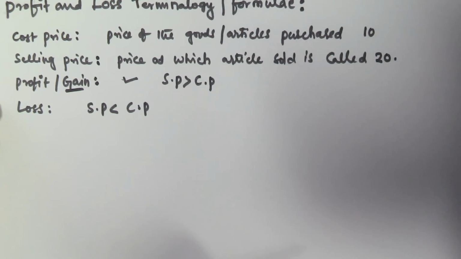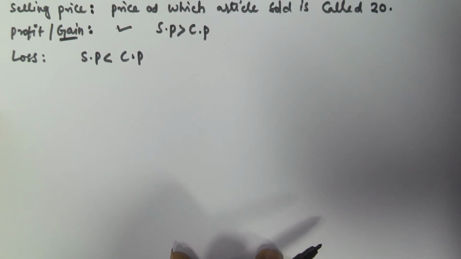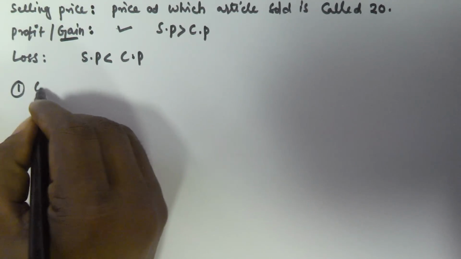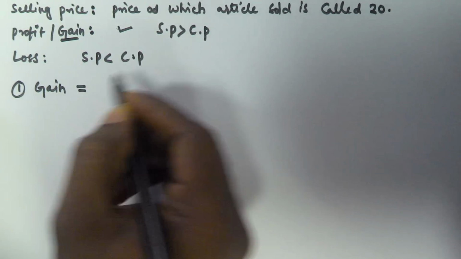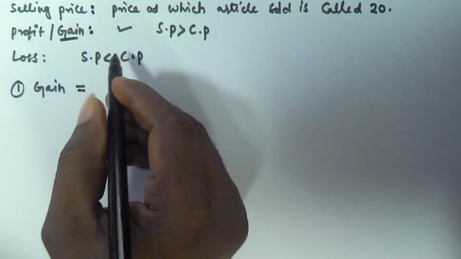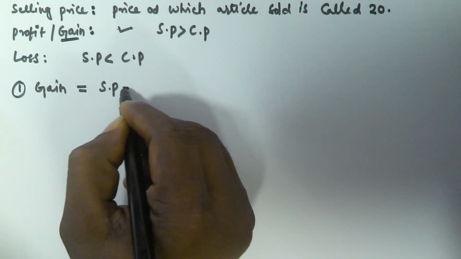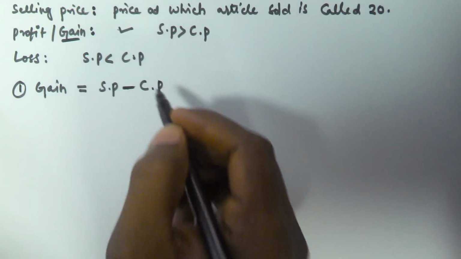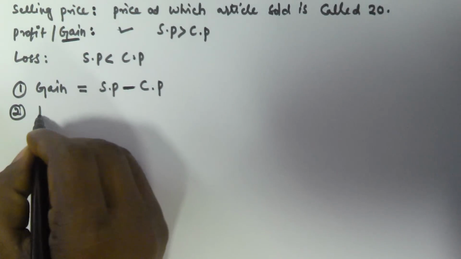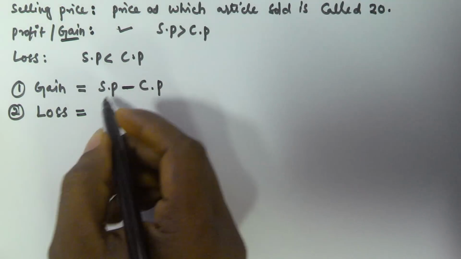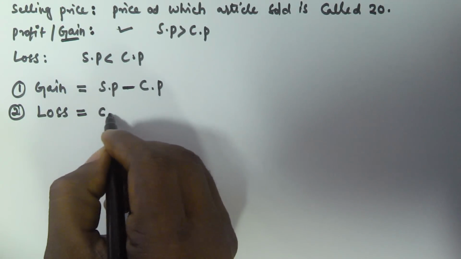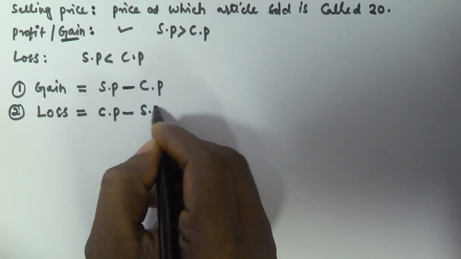Now we will see the basic formulas we use in profit and loss. The first one is how to calculate the gain. Whenever the selling price is greater than the cost price, there is a gain. So the gain is given by selling price minus cost price. This will give how much amount he gained. The second one is the loss. The loss occurs when the selling price is less than the cost price. So the loss is given by cost price minus selling price.